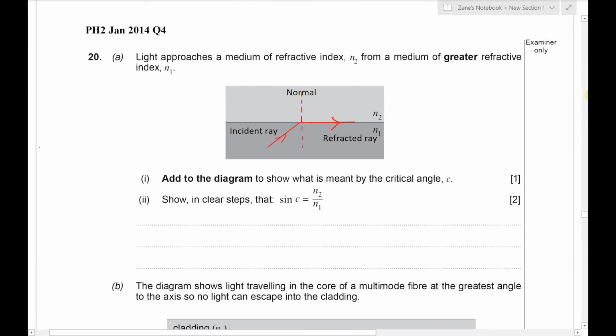And welcome to another WJEC A-Level Physics question. This one is question 4 from January 2014's PH2 paper, and it's a refraction question.